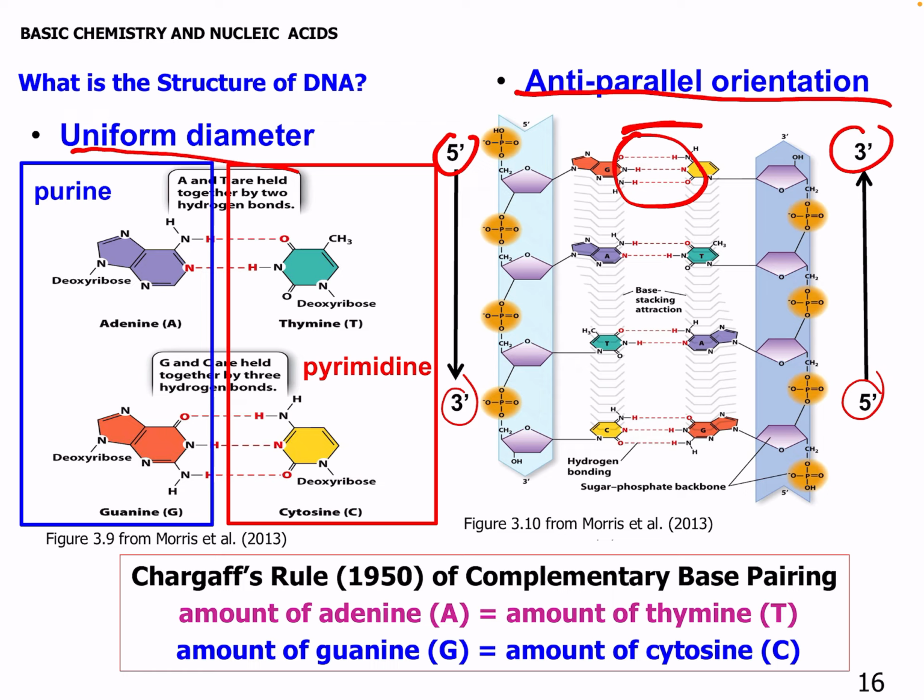So here we have examples where A and T are held together by 2 hydrogen bonds, while G to C are held together by 3 hydrogen bonds. That's important to remember. So A to T, 2 H bonds, G to C, 3 H bonds. Sorry, ran out of room there.